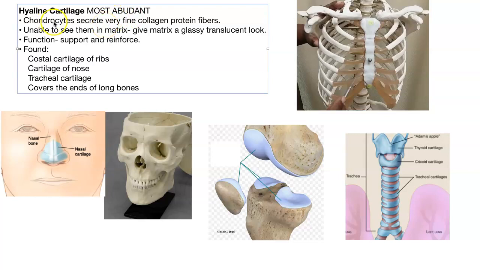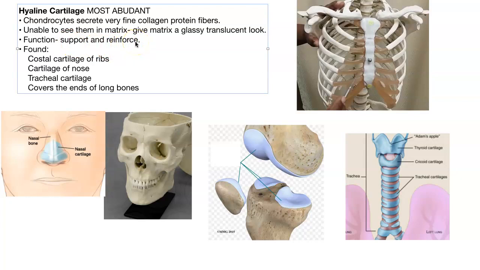Now in hyaline cartilage, those chondrocytes that live in hyaline cartilage, they're still exocytosing their protein fibers, but it's going to be a very, very fine collagen protein fiber. You cannot really see it with a microscope. Those protein fibers are going to give the matrix a glassy, translucent look. The function of hyaline cartilage is support, and it's to reinforce structures.